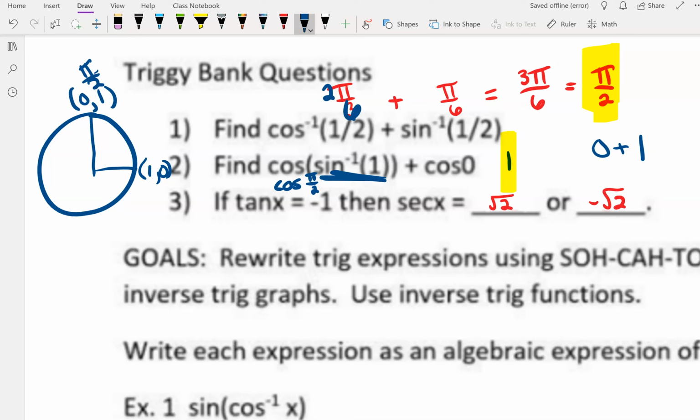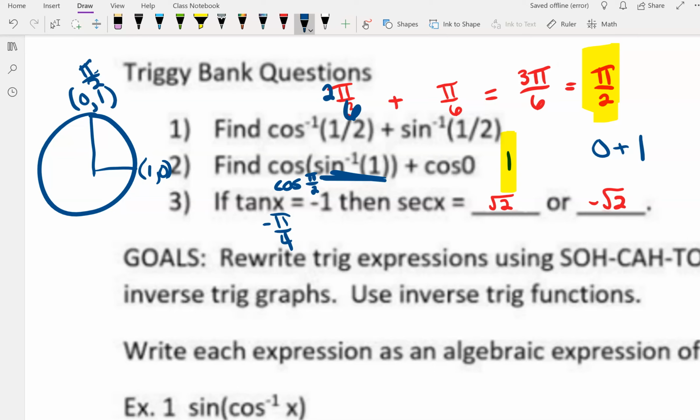And then the very last one, tangent of x equals -1. So tangent of something equals -1. Well, I know tangent of pi over 4 equals 1. So it must be negative pi over 4 for x in order to equal -1, since it's got to be in the first or fourth quadrant. So x is negative pi over 4, and then we need to take secant of that.